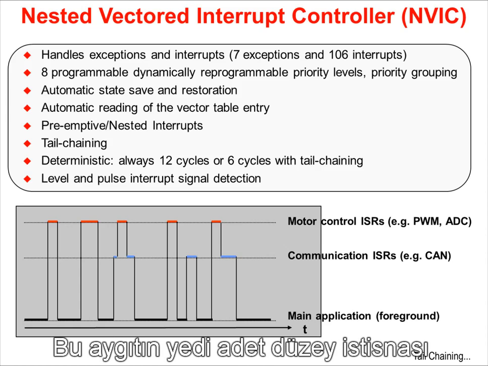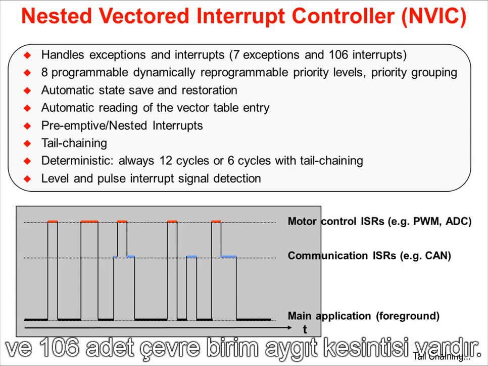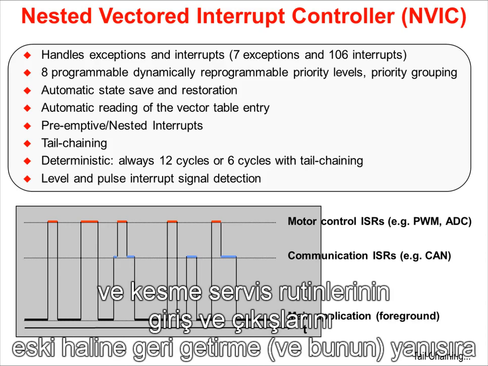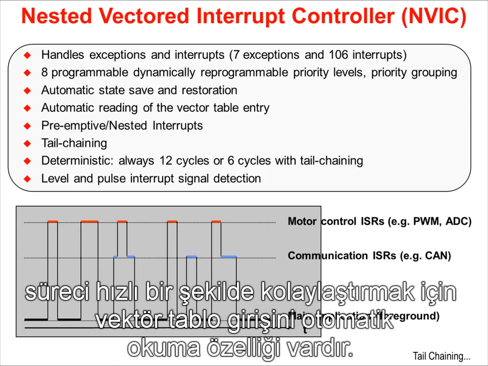This device has 7 system-level exceptions and 106 peripheral interrupts. It has automatic state save and restore for entering and exiting interrupt service routines, as well as automatic reading of the vector table entry to quickly facilitate this process.